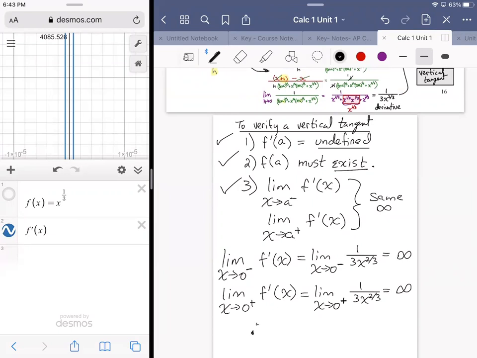So therefore, f of x has a vertical tangent at x equals 0.